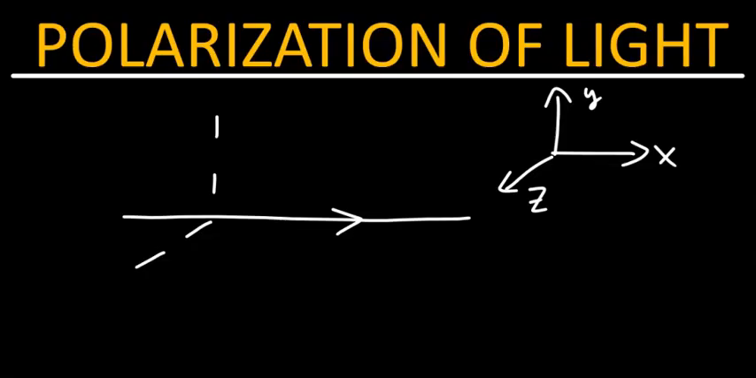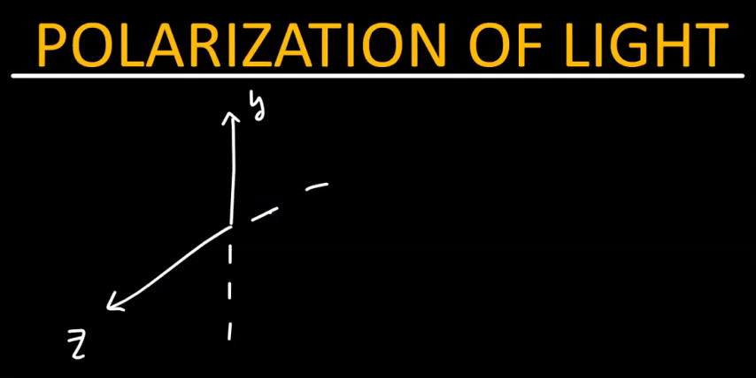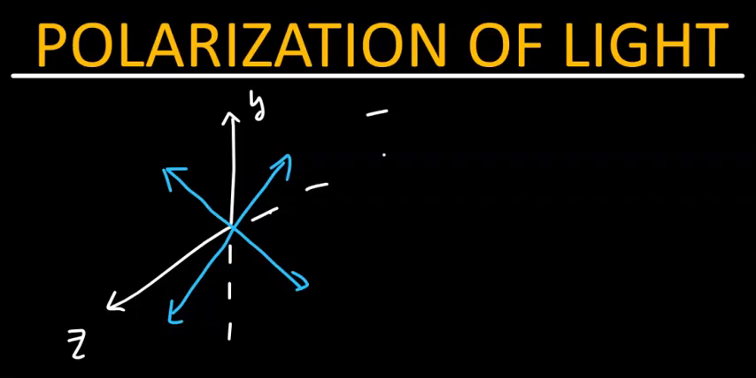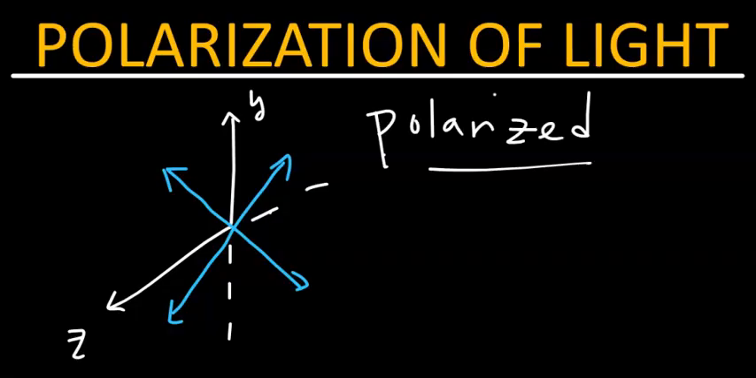If, for example, the electric field vector in this particular wave is oscillating along the z-axis, then we say that this light or this electromagnetic wave is polarized along the z-axis. So in general, the electric field vector can oscillate about any angle, as shown like that, or like that, and so on. Light with this sort of electric field vector oscillation is known as polarized light.